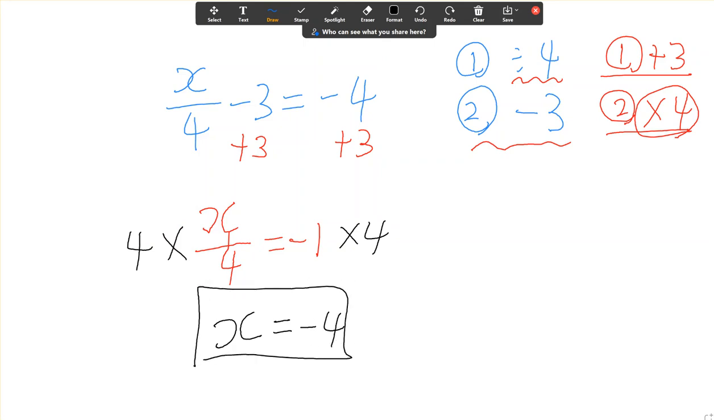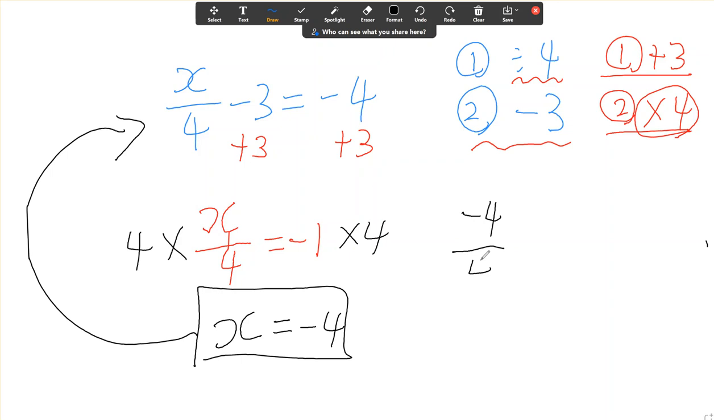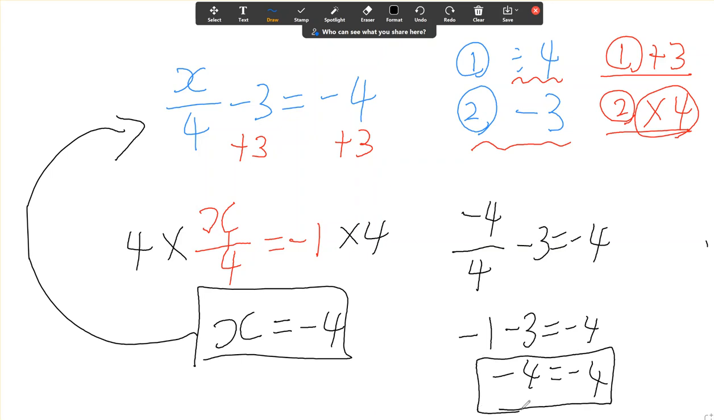And that is my final answer. If you want to make sure you have the right answer, then you can simply put this back into the original equation, and if it is true, it's true. So let's see. I have x over 4 minus 3 is equal to negative 4. Then I just replace x with the new answer that I found, which was negative 4, and write it down again. Negative 4 divided by 4 is negative 1, and minus 3 is negative 4. And minus 1 minus 3 is minus 4, and minus 4 is minus 4. Then I know my answer is correct.